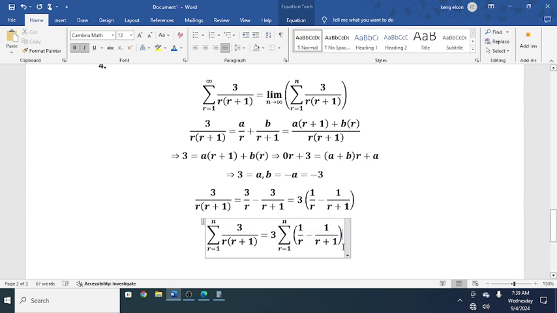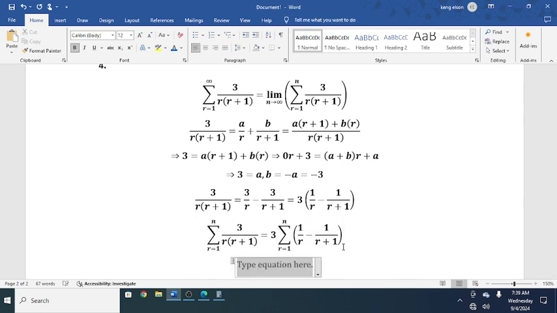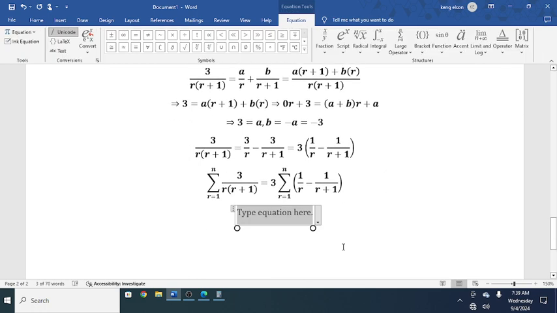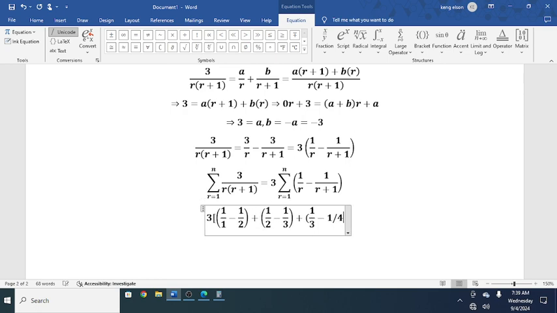That is it. Now let us sum and see what is going to be happening. So I'm going to put my 3 outside. Now when r is equal to 1, we are going to have 1 over 1 minus 1 over 2 plus when r is 2, we have 1 over 2 minus 1 over 3 plus when r is 3, we have 1 over 3 minus 1 over 4.